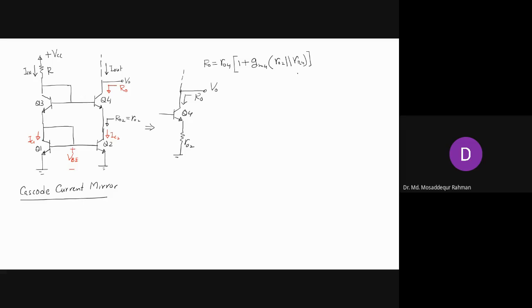Right? Now, in general, the R naught will be much larger than Rπ. So this we simplify to R04 times 1 plus GM4 Rπ4. Yeah, this is much greater than this. Now, what is this product GM Rπ?